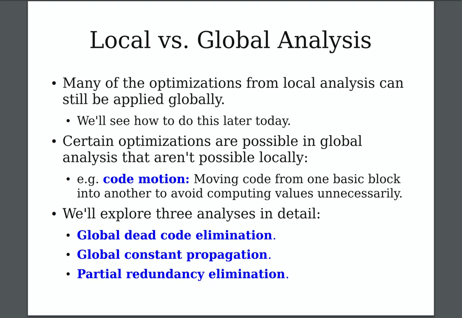Many of the optimizations that we saw with local analysis still apply globally. But there are some optimizations that we can add to this list. So for instance, code motion. If you remember from last time, if we have a while loop where some expression is being computed in the body of the while loop, but that expression uses variables not changing in the while loop, there's no reason for us to recompute that expression every time we iterate the loop. We can move that outside the loop. And with global analyses, we can do this kind of code motion automatically in the compiler.